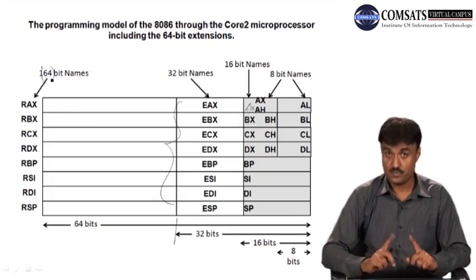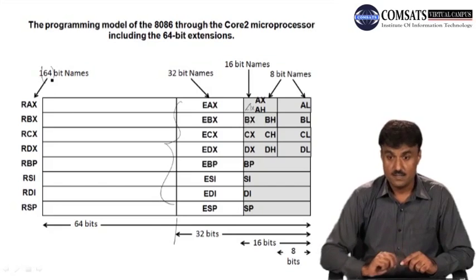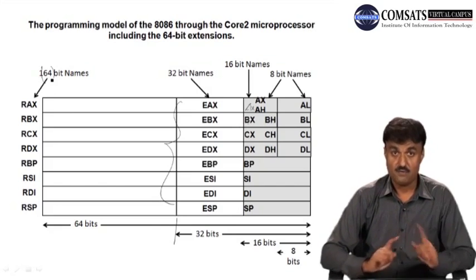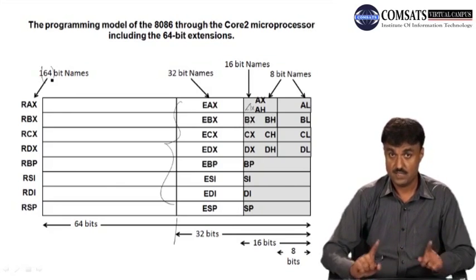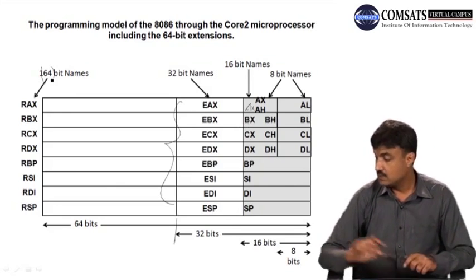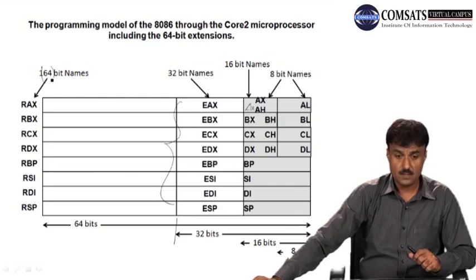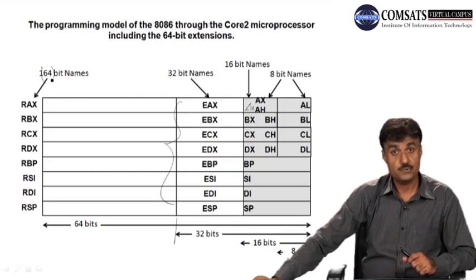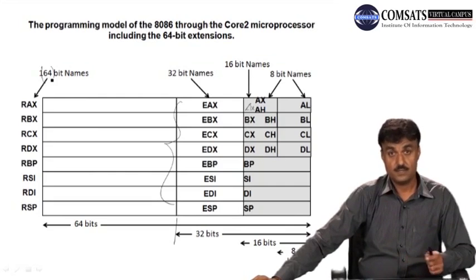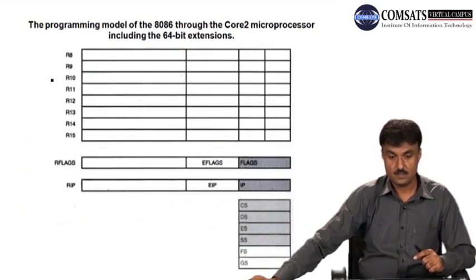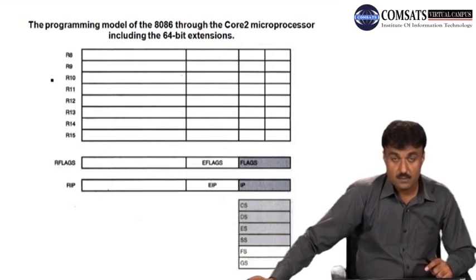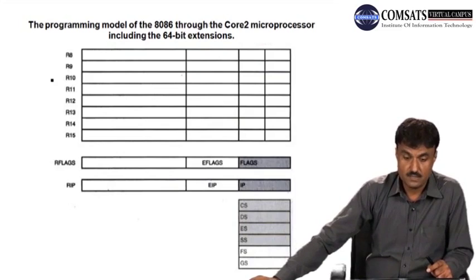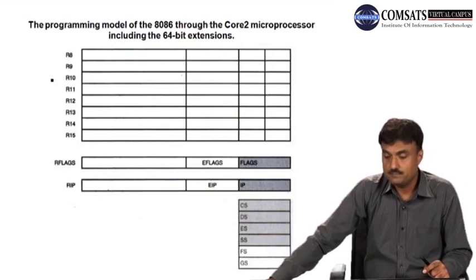So if you want to program for 16-bit, 32-bit, or 64-bit, you have to use this naming convention. These names will be referred to. Okay, so this is the programming model of the 8086 through Core 2 microprocessor, including the 64-bit extensions. Now here you can see there are some other registers like R8, R9, R10, R11 up to R15, and there is the flag register.